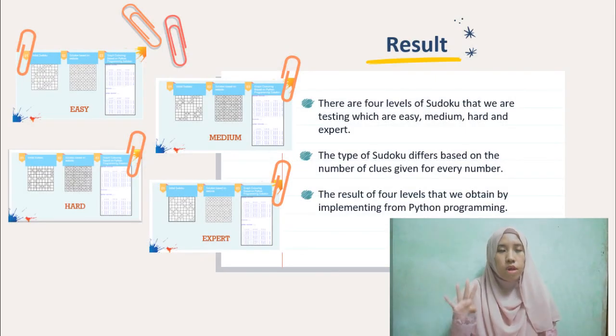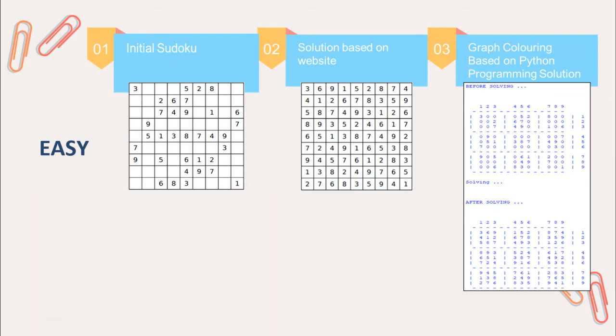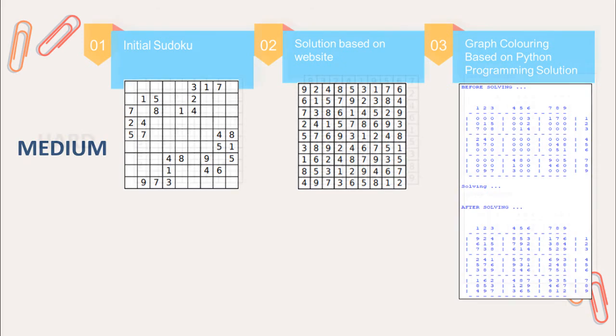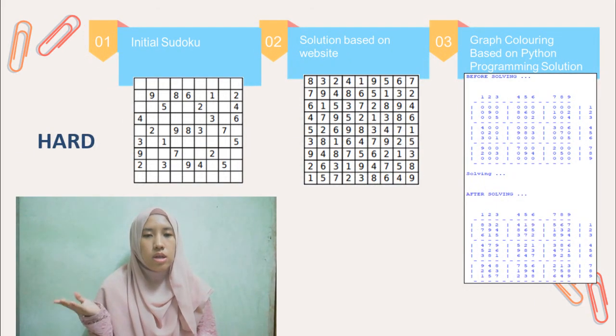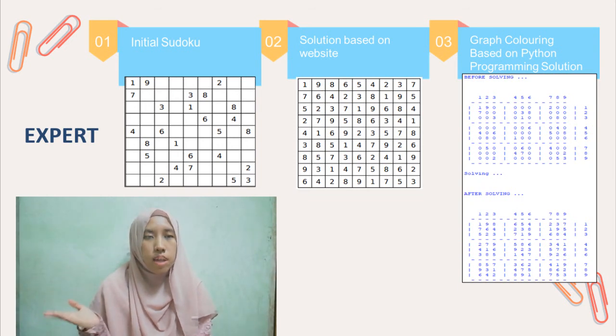For the result, there are 4 levels of Sudoku that we are testing, which are easy, medium, hard, and expert. The level of Sudoku is different based on the number of clues given. For each level of Sudoku, we are able to obtain the result by implementing the graph coloring method in Python programming. This is the result of the easy level of Sudoku. This is the result of the medium level of Sudoku. Next, this is the result of the hard level of Sudoku. Lastly, this is the result of the expert level of Sudoku.